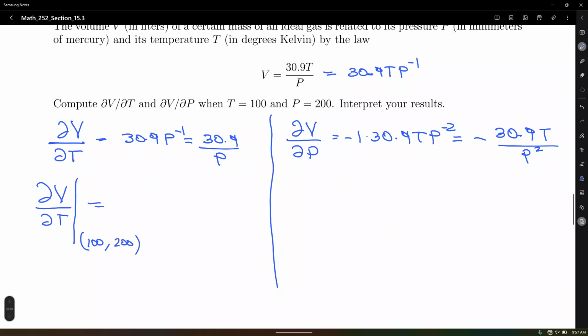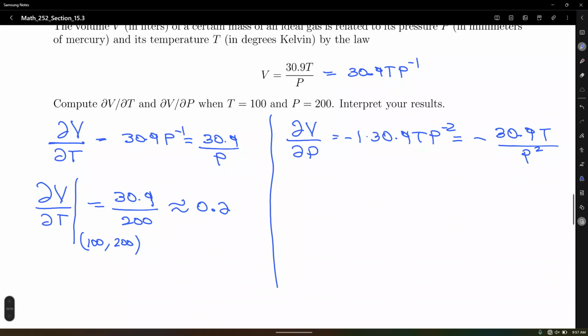All right, that is 30.9 over P, which in this case is 200, and that is approximately 0.2. We will take care of the units in a second when we do the interpretation for this, okay? Don't worry.